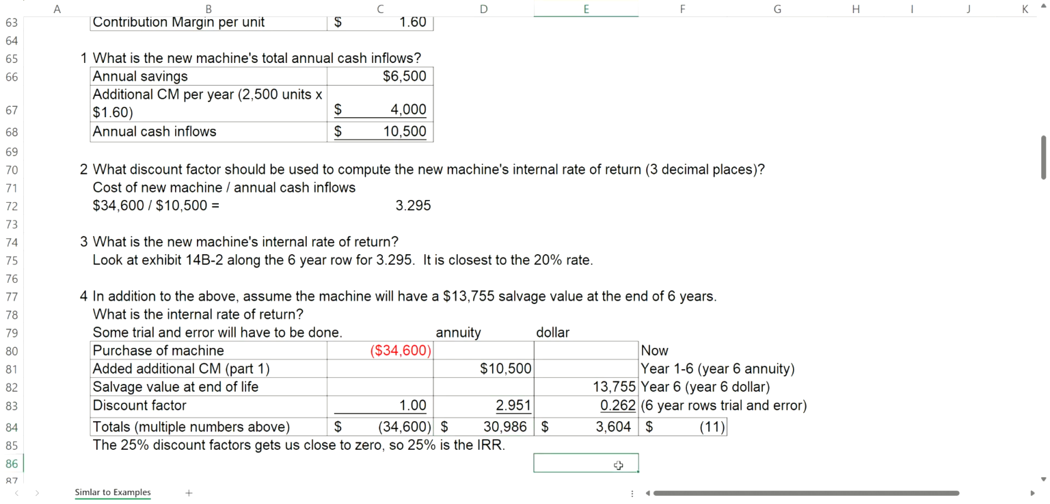And because I used Excel, that helped me out with my trial and error. So I'm down to a difference now of $11. That's probably as close to zero as I'm going to get. So therefore, the return is about 25%.